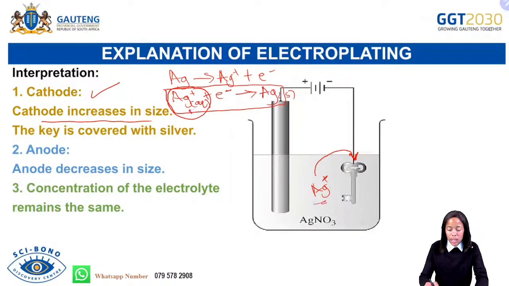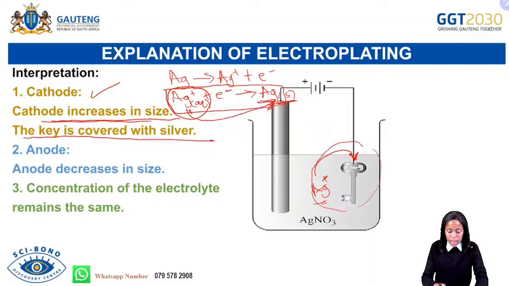So aqueous meaning we are moving from the electrolyte. Where are we moving to? We are moving to the electrode. So Ag solid, we are moving to the electrode. So therefore, the cathode is going to do what? The cathode is going to increase in size. Then it says the key is then covered with what? The key will therefore be covered with the silver now.